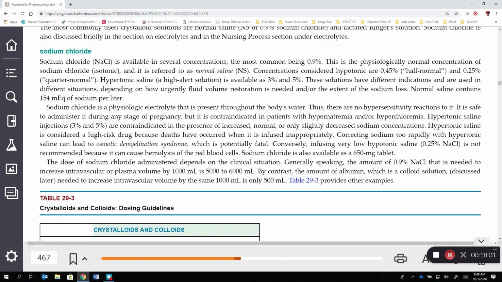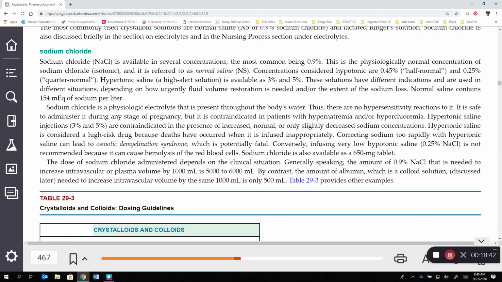Sodium chloride comes in different concentrations. The most common is the 0.9%. That's the one that's physiologically normal to the concentration. It's sodium chloride in our body. Isotonic. That's why we use the word normal saline, abbreviated as NS. So the concentrations that we have are either hypotonic or hypertonic, which means they're either higher in concentration of sodium chloride in your infusion or lower. So they're either going to be higher than the 0.9% or they're going to be lower than the 0.9%.